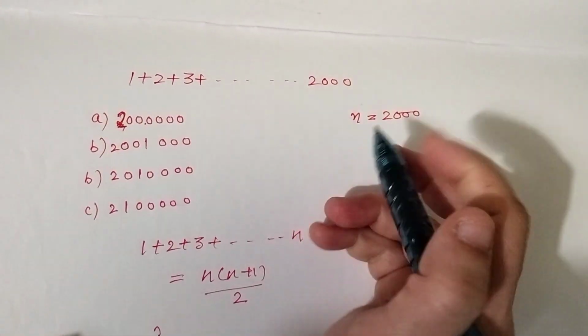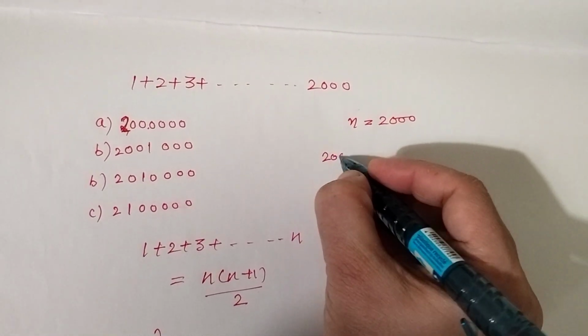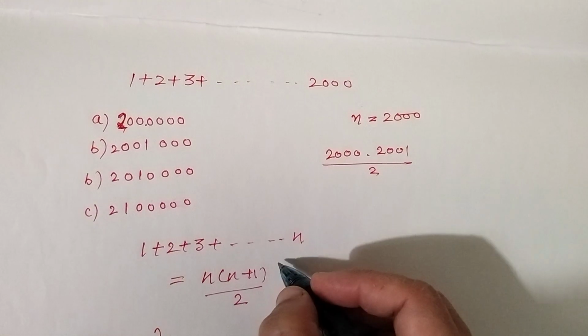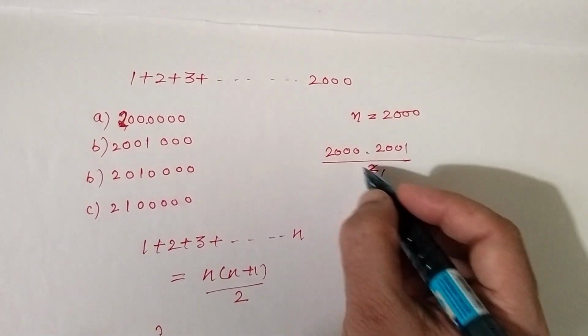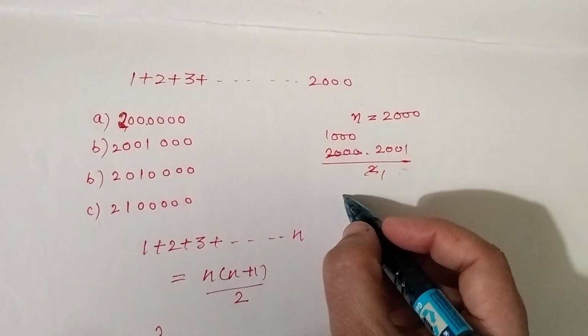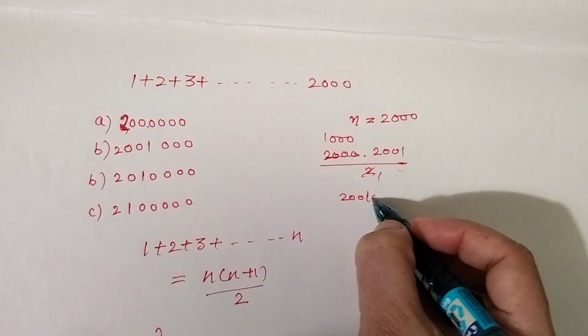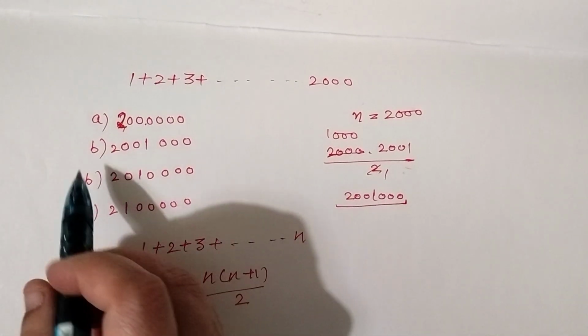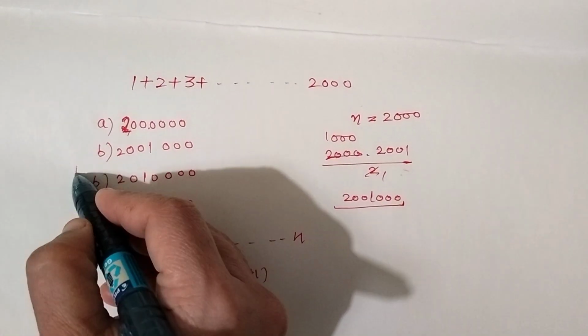So in this case our answer will be 2000 times 2001 by 2, right? Now we can cancel this out. We will get 1000 here. And now if I multiply these two, this is nothing but 2001000, right? So do we have this option here? Yes, this is option B.